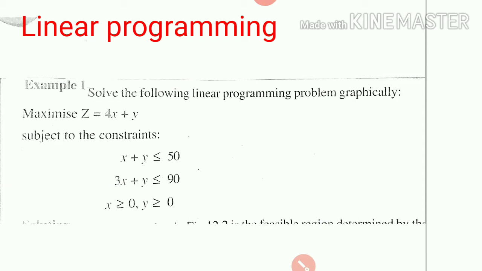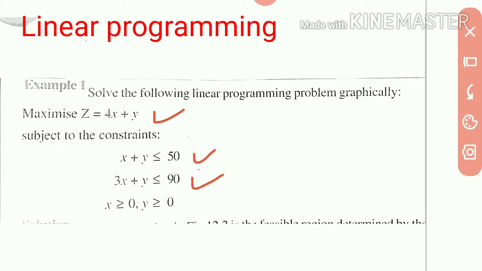Solve the following linear programming problem graphically. Maximize z equal to 4x plus y, subject to constraints x plus y less than or equal to 50, 3x plus y less than or equal to 90, and x greater than or equal to 0 and y greater than or equal to 0.